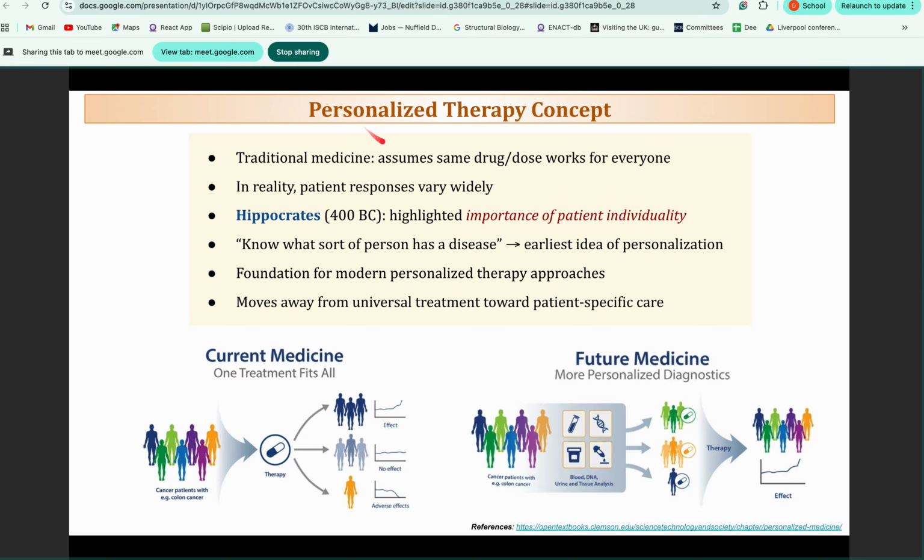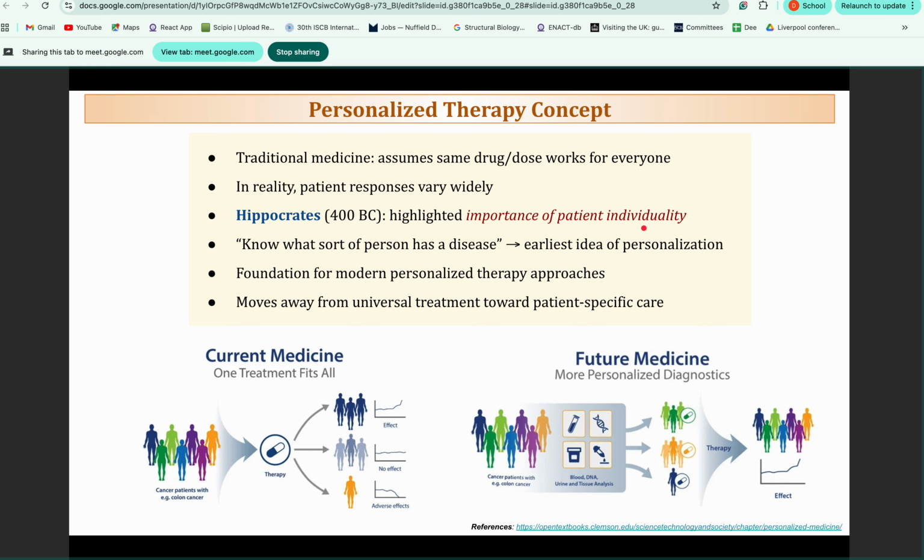Okay, so first we'll talk about what personalized therapy is. When we talk about traditional medicines, which were the previous state of the art, at that time they assumed that the same drug or dose can work for everyone. But in reality, we have seen that different patients behave differently to different drugs, and different drug doses can affect persons differently. So Hippocrates, in 400 BC, highlighted the importance of the patient's individuality.